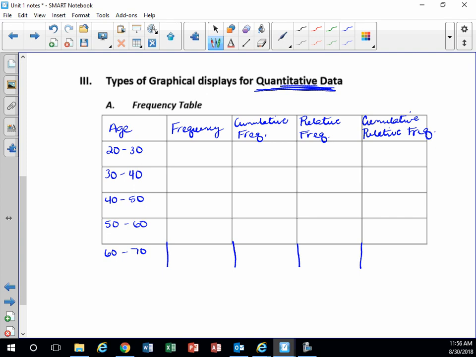Okay, so when you see the age here, 20 to 30, 30 to 40, 40 to 50, well, 30's here and 30's here, 40's here and 40's here. Do you guys know which one it actually goes in? Guess. It's always 20 less than or equal to X less than 30. So it's the lower number that is included, okay?